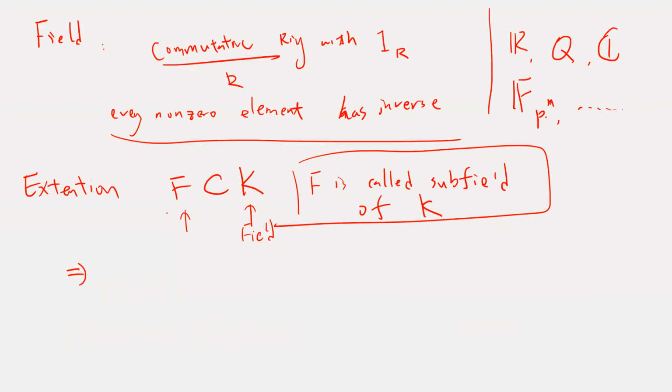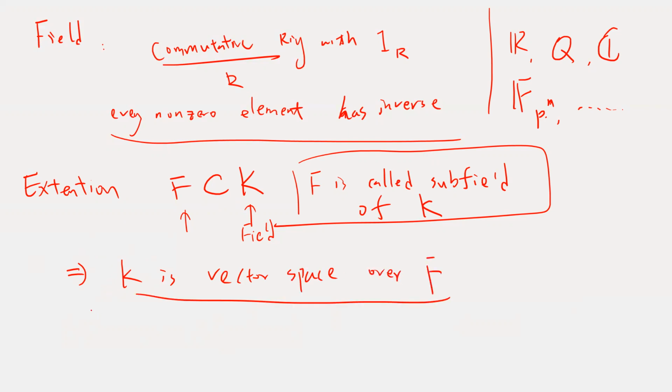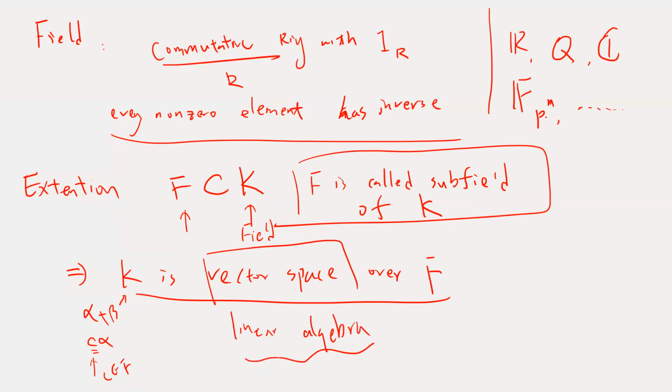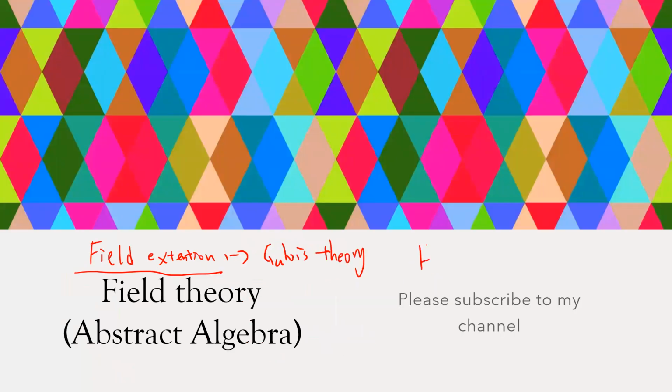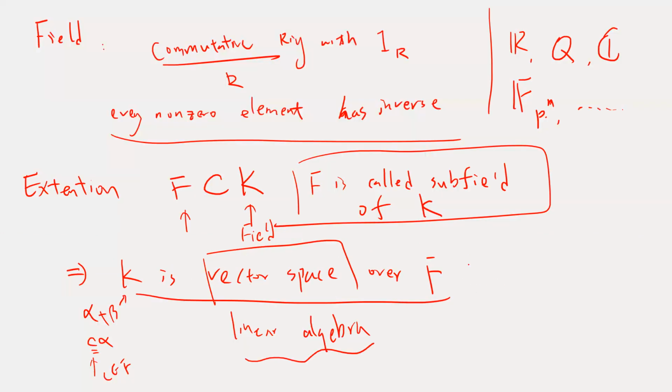This has a consequence: K is a vector space over F, because any element in K can be added, and you can multiply by c, where c is in F, and it satisfies the ten axioms of a vector space. If you don't know what a vector space is, you should go to my linear algebra video list. By the way, I usually follow Hungerford, a textbook that I think is easy to follow.